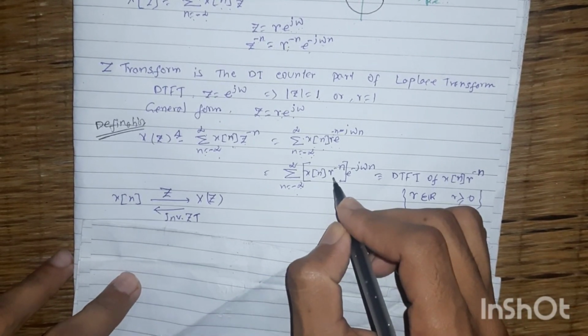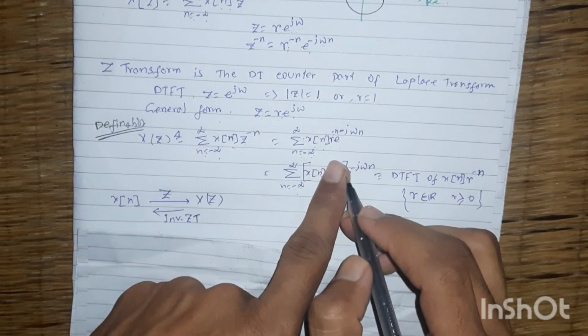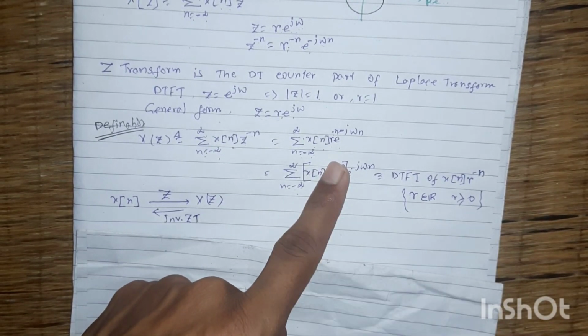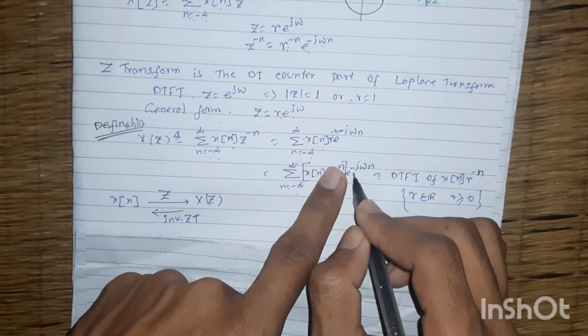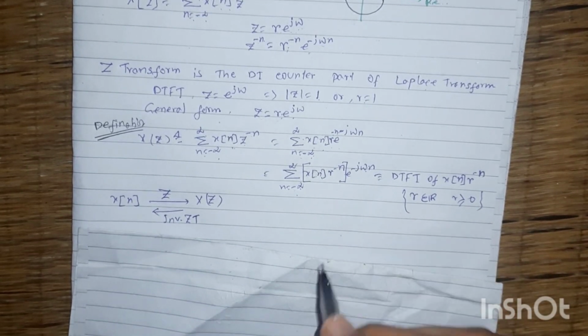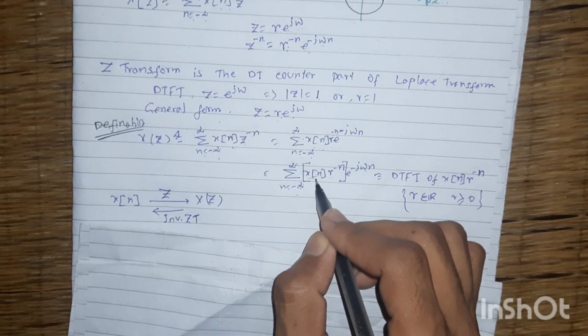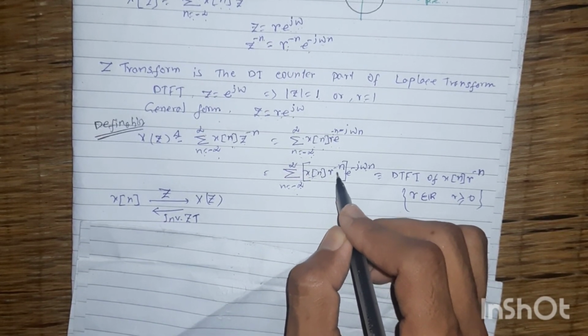In case of discrete time Fourier transform, we take x of n as the time domain input and multiply with e raised to the power minus j omega n. But if we take the time domain input as x of n r raised to the power minus n, x of n is scaled with r raised to the power minus n.